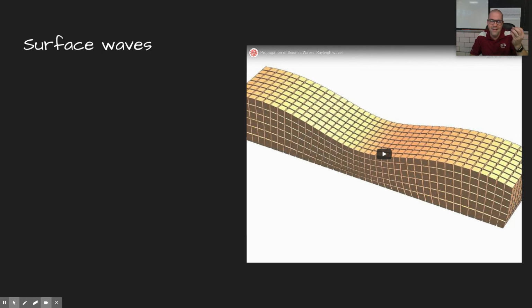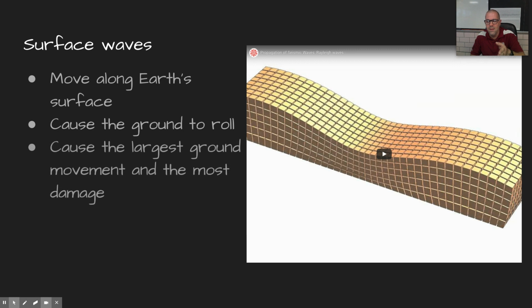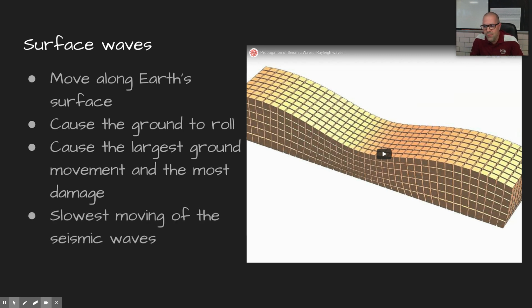Now, here's the bad news. These things move along Earth's surface. They cause the ground to roll. They cause the largest amount of ground movement and the most damage. They're the slowest moving of the waves, all right? And in large earthquake events, people have reported seeing the ground rolling, okay?